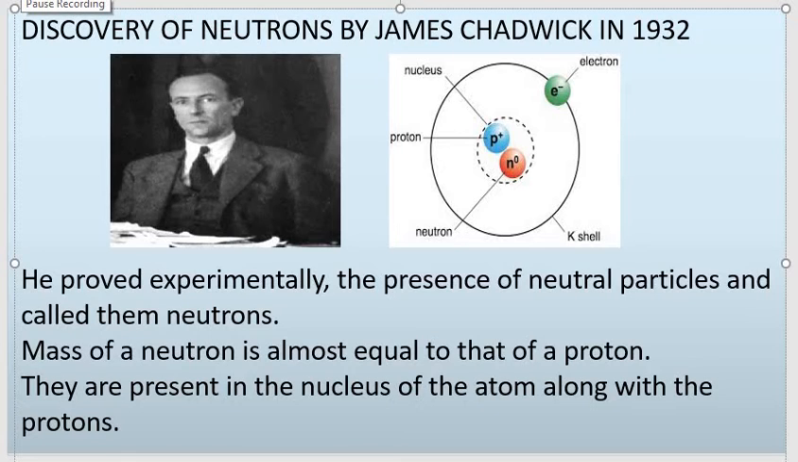Discovery of neutrons by James Chadwick in 1932. Chadwick proved experimentally the presence of neutral particles and called them neutrons. His postulations were that the mass of a neutron is almost equal to that of a proton. They are present in the nucleus of the atom along with the protons.